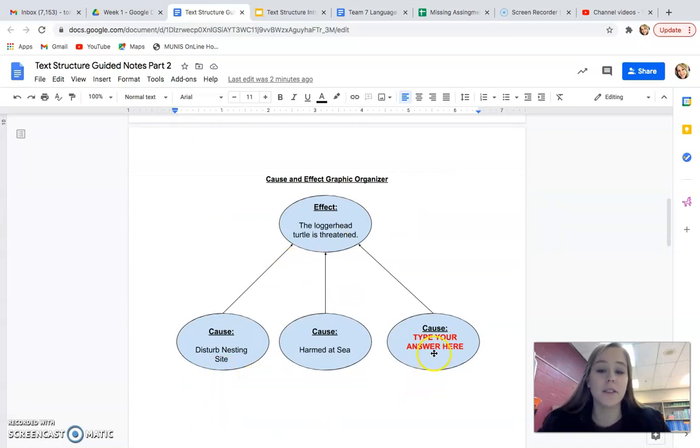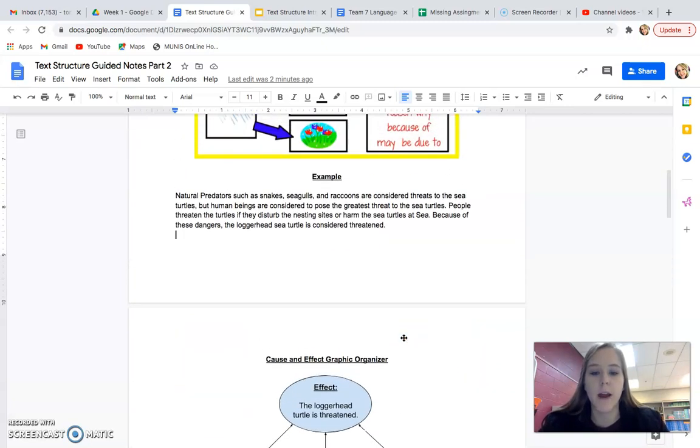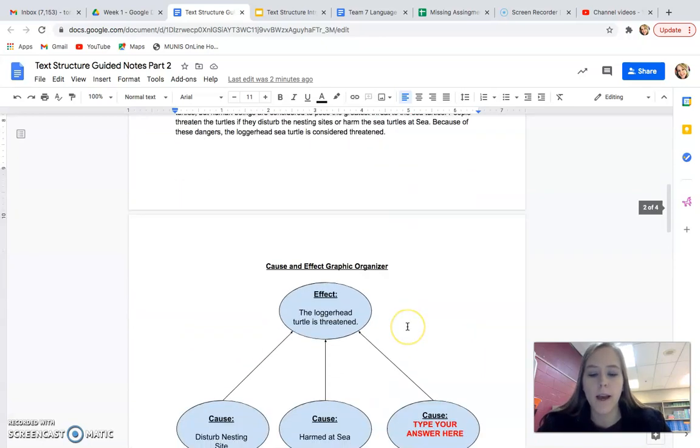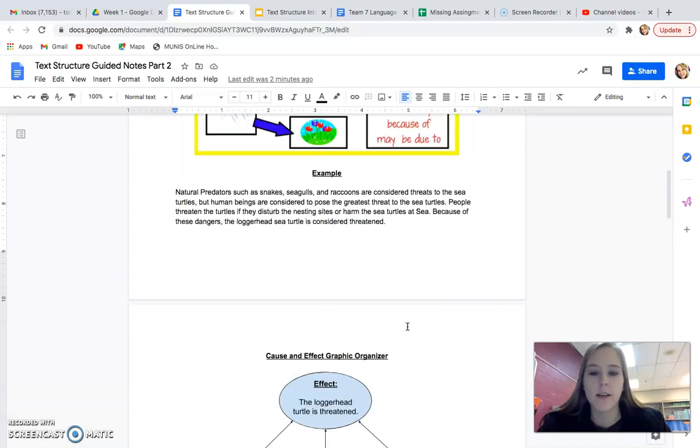I have two already filled in for you. The first one is people disturbing their nesting sites. Another cause that leads to the loggerhead turtle being threatened is they are harmed at sea. But we're going to try to find one more thing that leads to the loggerhead turtle being threatened. So if we go back up here to the passage, we have disturbed nesting sites, harmed at sea. If we go back to the very first sentence, it tells us another thing that threatens the loggerhead turtles is natural predators. So things like snakes and seagulls and raccoons can also threaten the loggerhead sea turtle.